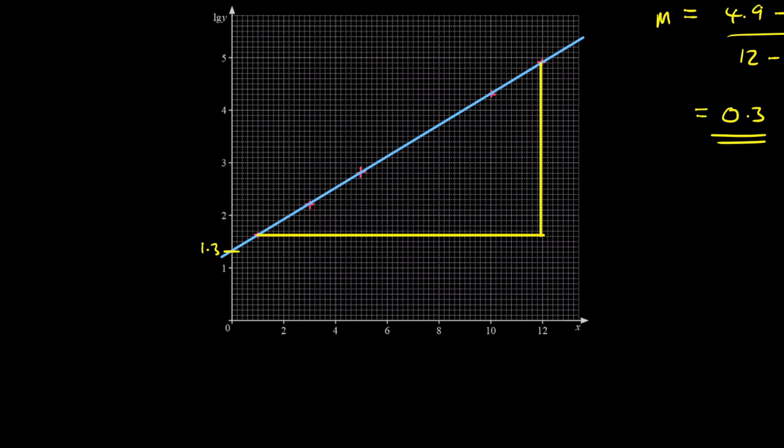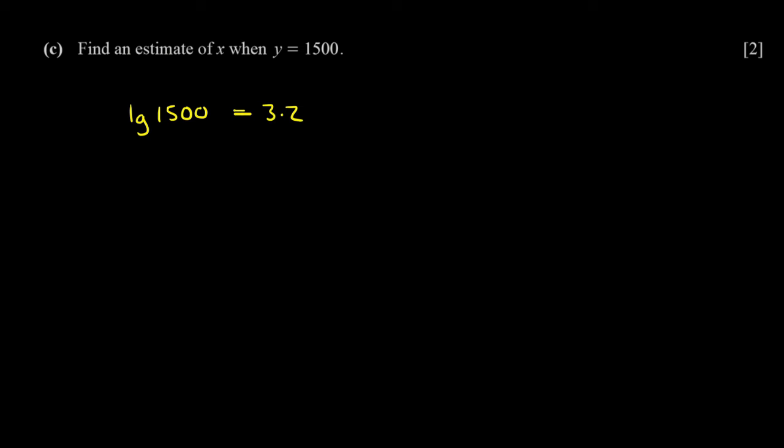Okay, which is there. I'm going to read it across and I'm going to read down. Ooh, and that to me looks like it is 6.4, I guess, 6.3, 6.4. Okay, so I'm going to put x is equal to 6.4, I think.